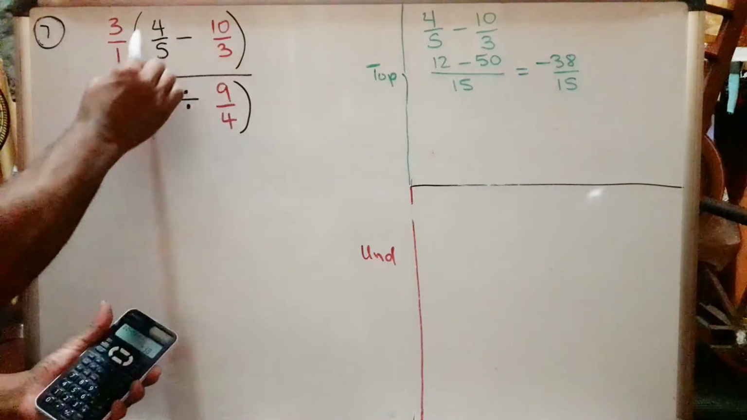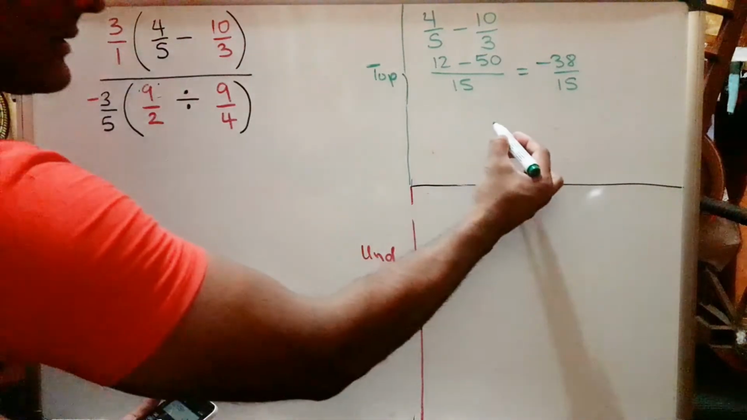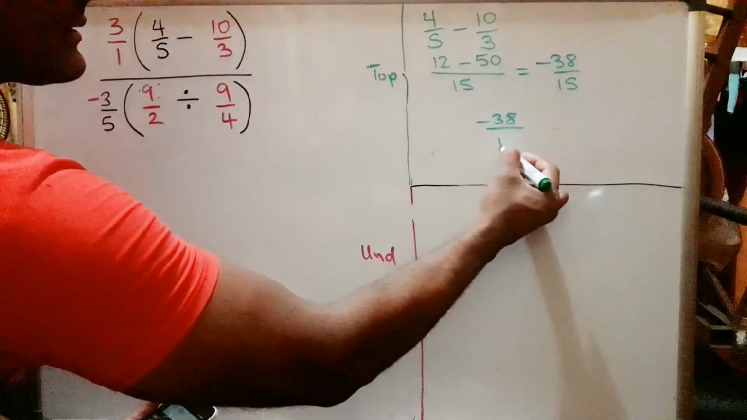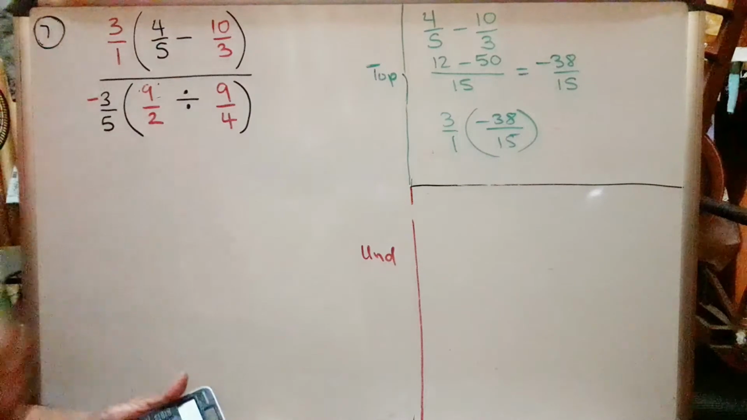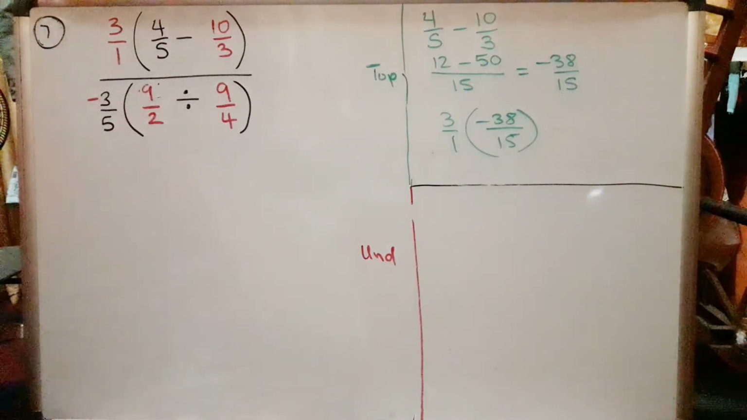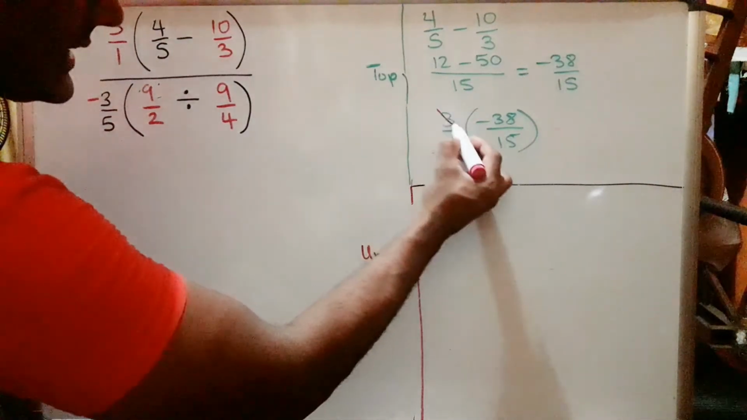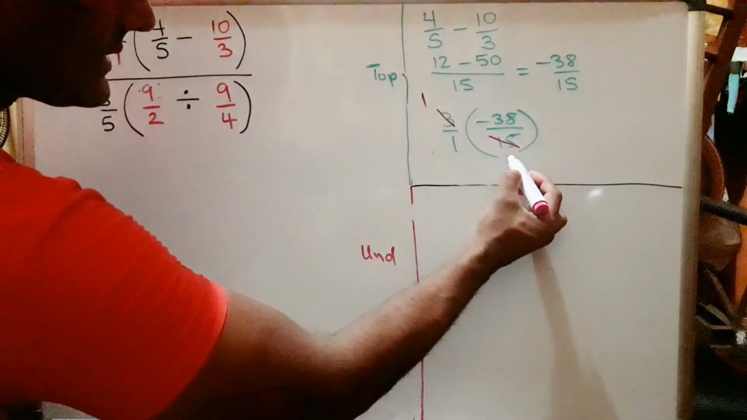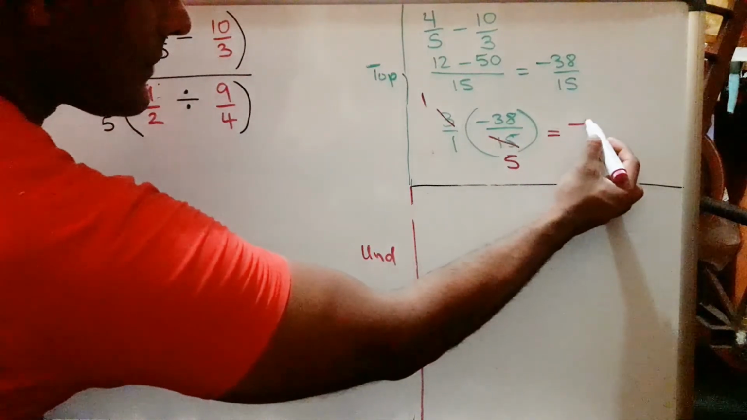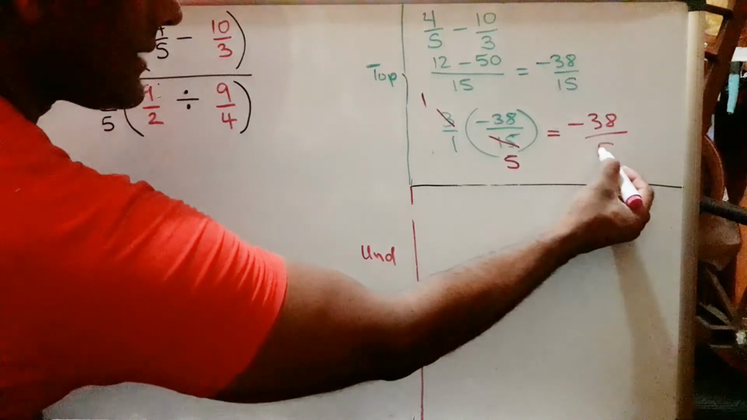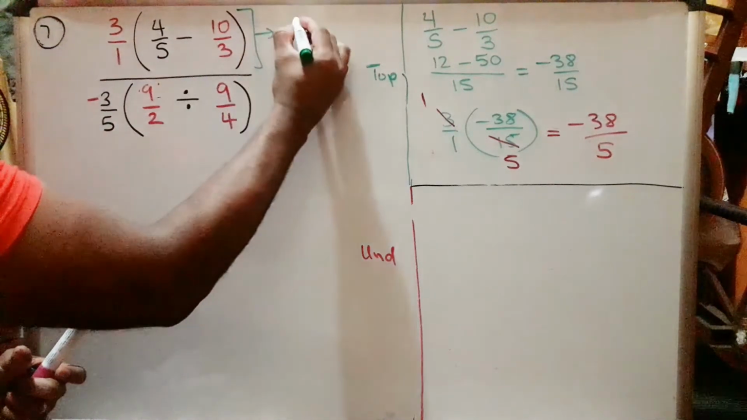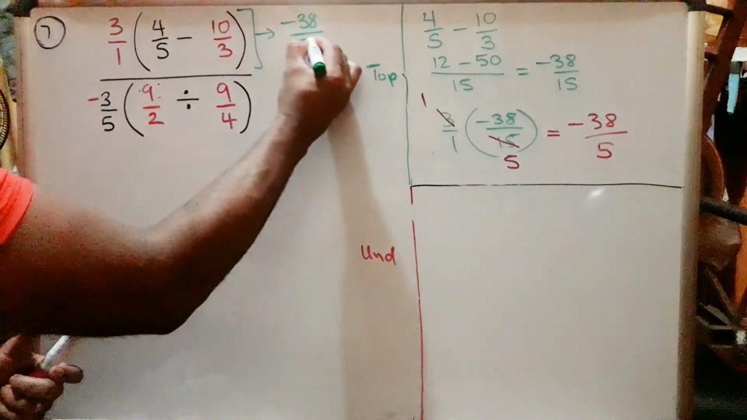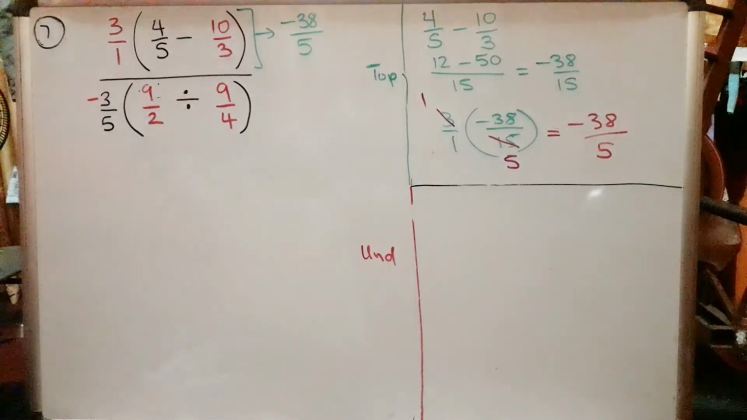Now remember, we have to take this and multiply it by 3. So minus 38 over 15, and outside we have 3 on 1 waiting. Right, but you will notice something can cancel out with something. 3 into 3 is 1, 3 into 15 is 5. So we end up with minus 38 divided by 5. So on top, we get minus 38 divided by 5. That's the top. Let's try the underneath now.